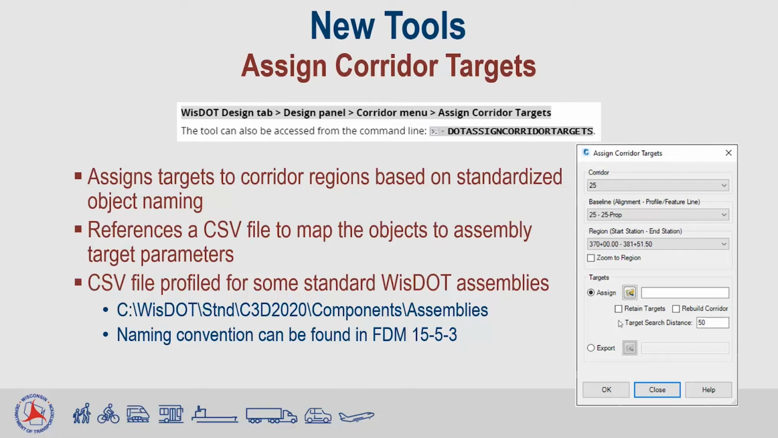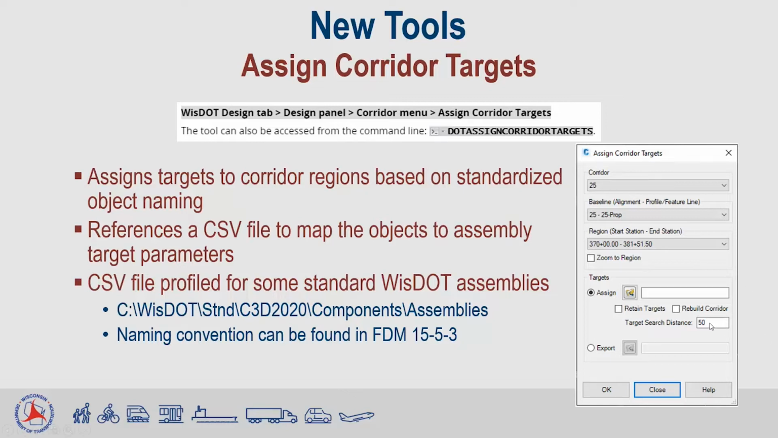So when that box is checked, if you have any targets already set, it'll keep those. It won't blow them away or anything. If you uncheck that, it's going to clear all your targets out and start fresh based on your CSV file. And then there's a checkbox of whether or not you want to rebuild the corridor after targets are assigned. We give you that option because some corridors can be quite large and may take a while to rebuild. You may not want to do that right away. You just might want to assign the targets, do something else, and then rebuild later.